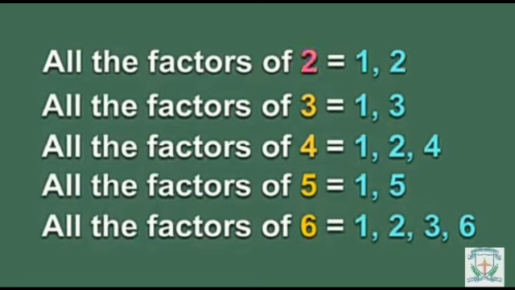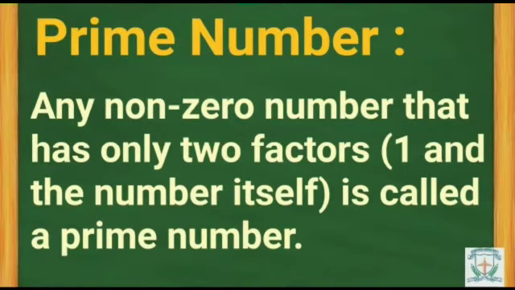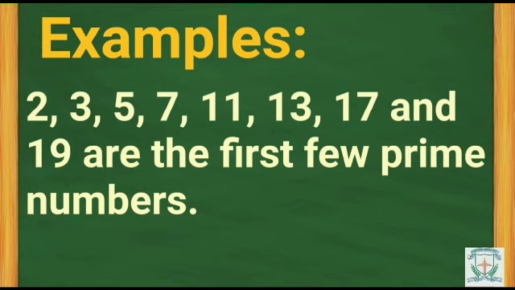You can see that 2, 3 and 5 have two factors, namely 1 and the number itself. We call these numbers the prime numbers. So any non-zero number that has only two factors, 1 and the number itself, is called a prime number. Examples: here 2, 3, 5, 7, 11, 13, 17 and 19 are the first few prime numbers.